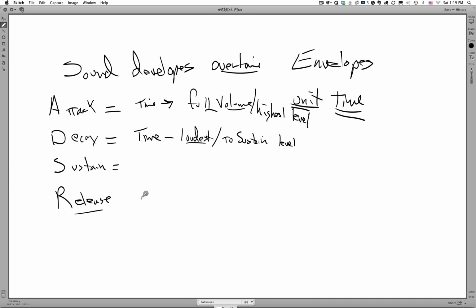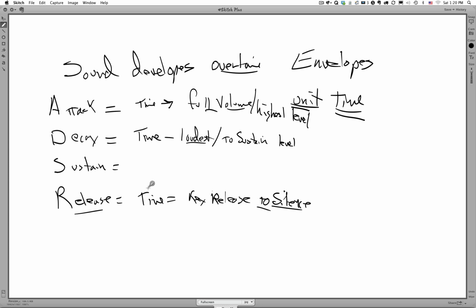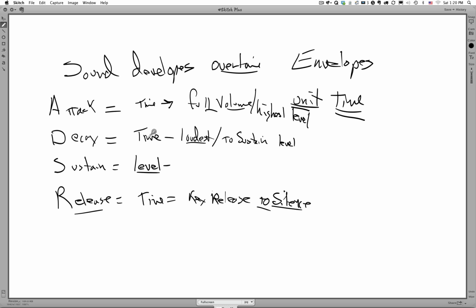Sustain is a little different. We'll come right back to that one. Release, again, is how much time does it take from when the key is released, so from key release to silence. You can see all these are based on time. The only one that is not is the sustain. Sustain is based on loudness or level. So when we talk about sustain, we aren't talking about a measurement of time. We're talking about a volume level.